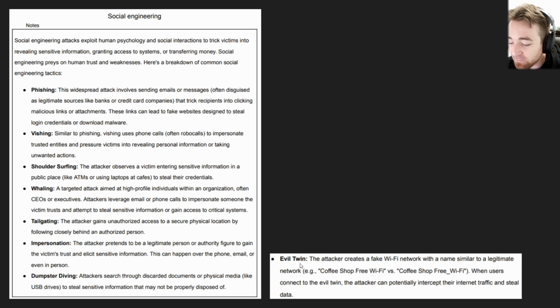that could be of use to them. And finally, you have an evil twin. An evil twin is when the attacker creates a fake Wi-Fi network with a name similar to a legitimate network. For example, the actual Wi-Fi might be coffee shop free Wi-Fi, and they might create one that says coffee shop free underscore Wi-Fi. It looks similar, and there's a good chance people will accidentally connect to that fake Wi-Fi, that evil twin. When they do, the attacker can intercept their internet traffic and steal their data. So that is important to know for your exam as well. That's all the social engineering you need to know about.